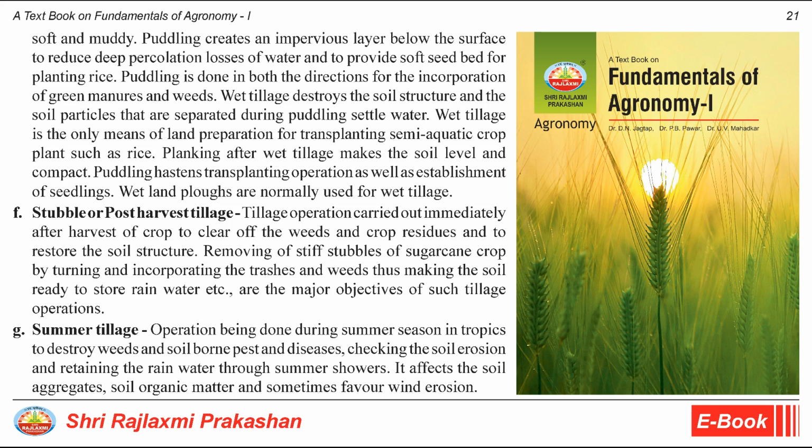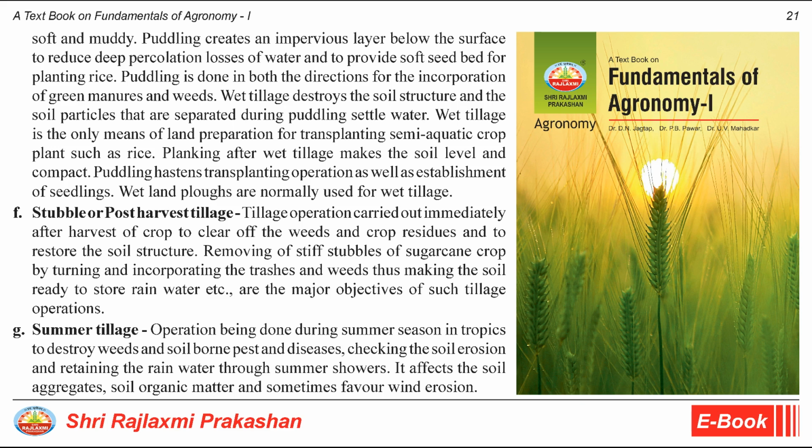Wet tillage destroys the soil structure, and the soil particles that are separated during puddling settle in water. Wet tillage is the only means of land preparation for transplanting semi-aquatic crop plants such as rice. Planting after wet tillage makes the soil level and compact. Puddling hastens transplanting operation as well as establishment of seedlings. Wet land plows are normally used for wet tillage.